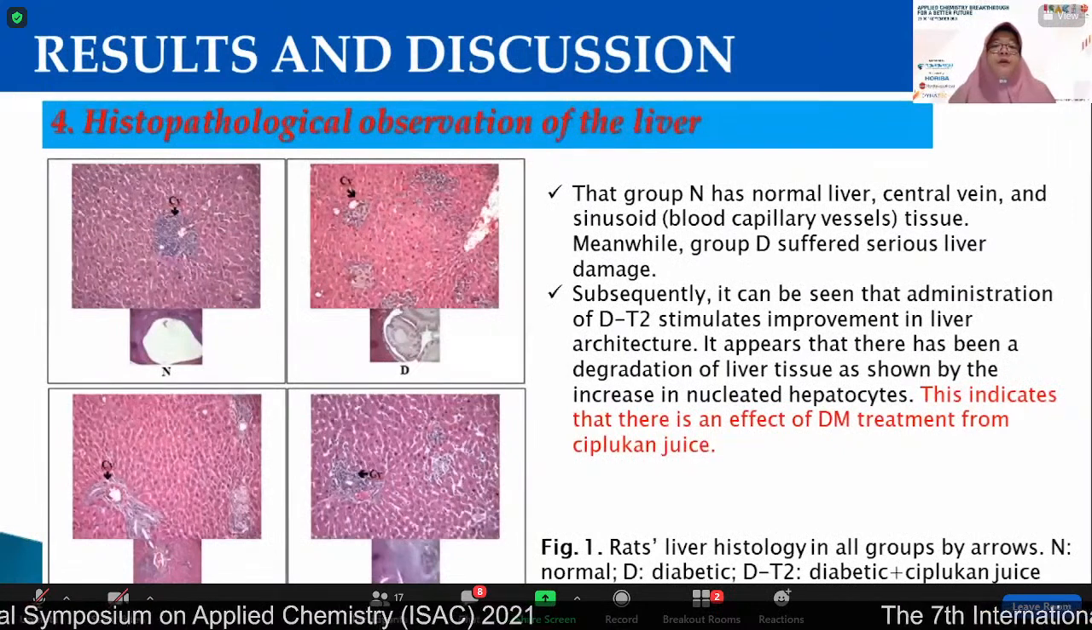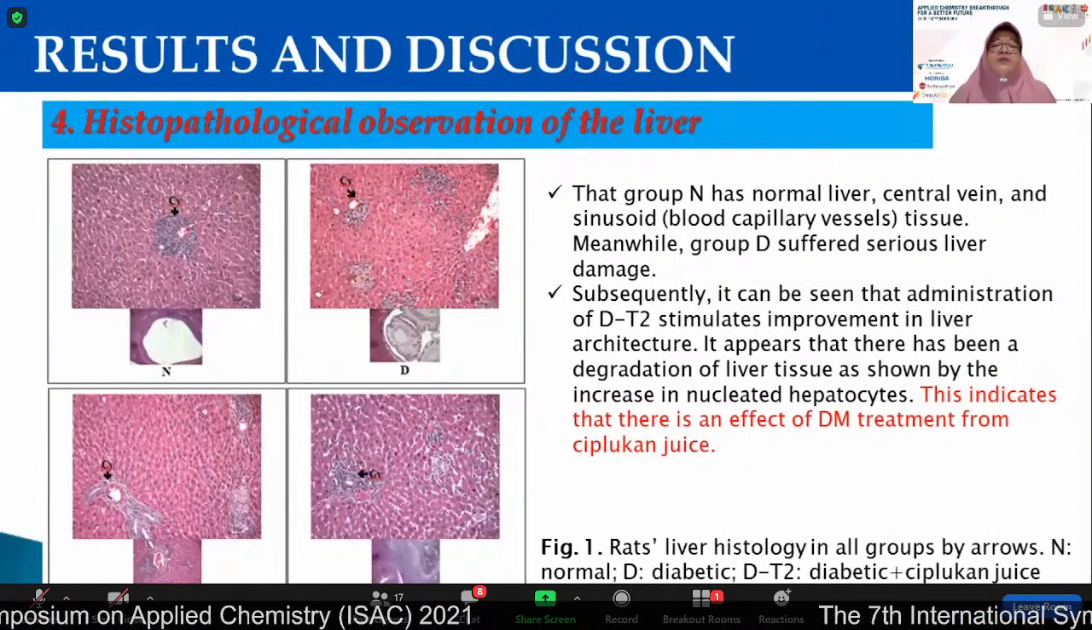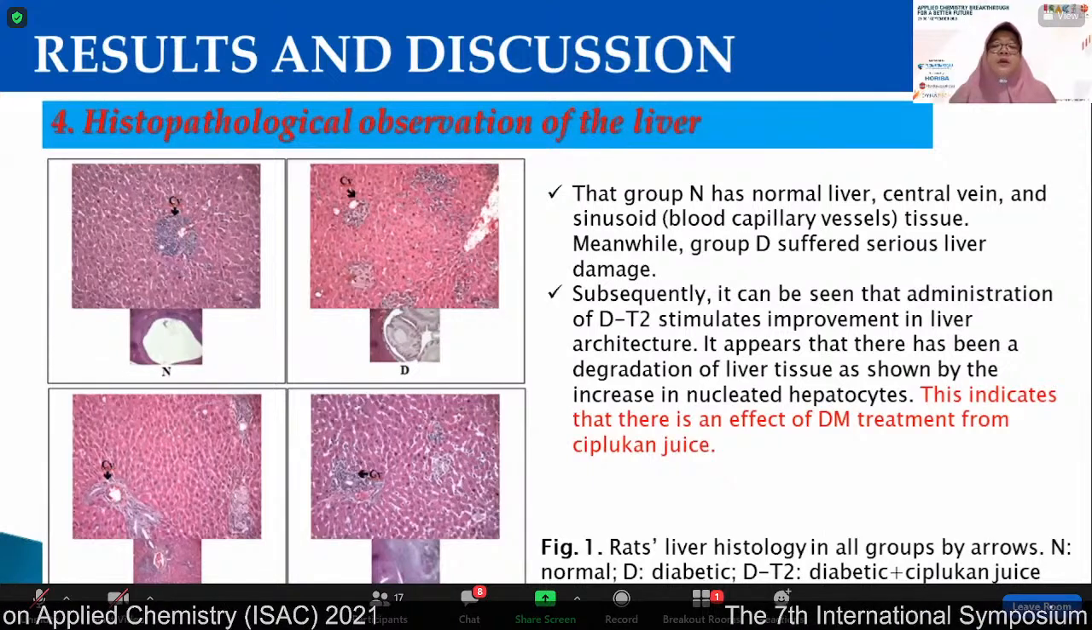Histopathological observation of the liver. Group N has normal liver, central vein, and sinusoid blood capillary vessel tissue. Meanwhile, group D suffers serious liver damage.